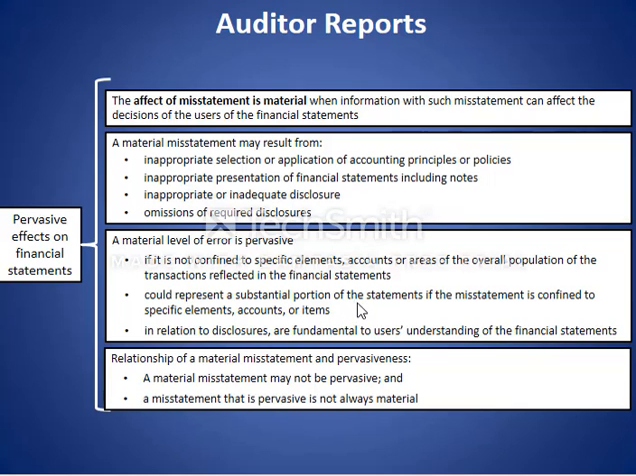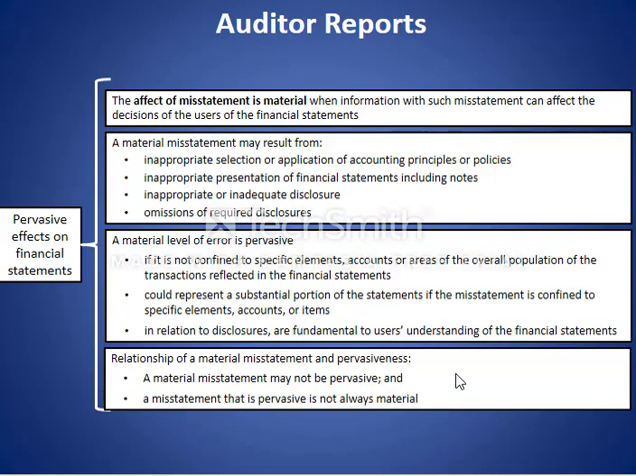And lastly, a material level of error is pervasive in relation to disclosures which are fundamental to the user's understanding of the financial statements. So pervasive really means something can be material, but if it isn't pervasive throughout the financial statement in which it's located, or throughout the financial statements as a whole, it may be material, but it's not considered to be pervasive.